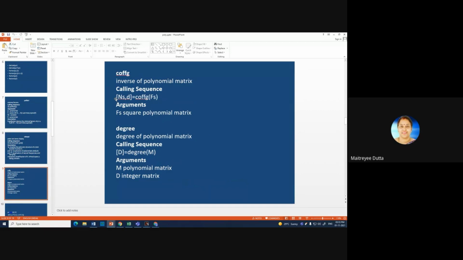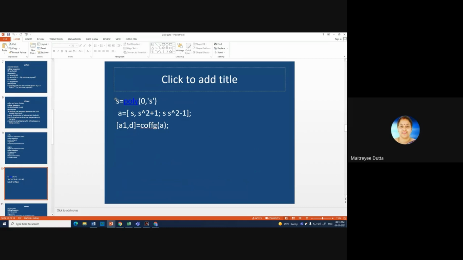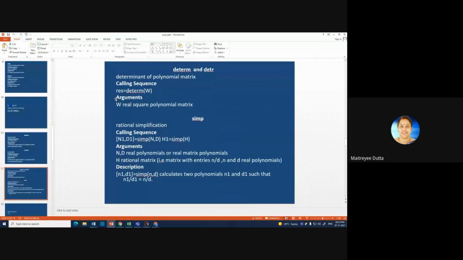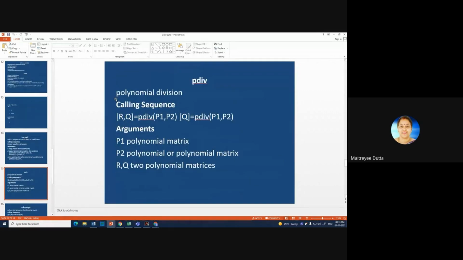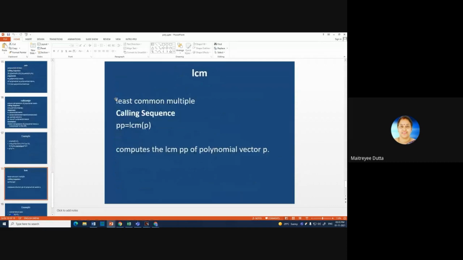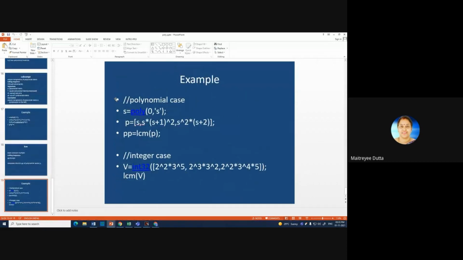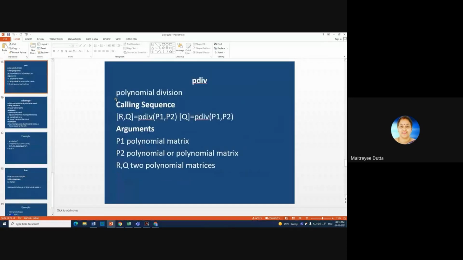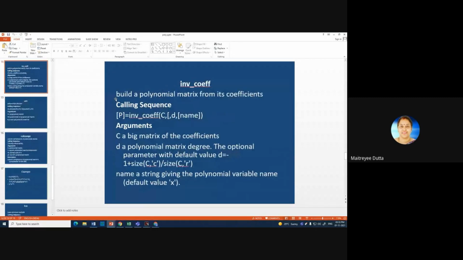What do you mean by polynomial matrix? That we have found out. Degree of a polynomial matrix. Then also we have found the numerator, denominator, determinant of a polynomial matrix. Simplified polynomial divisions. Then LCM also we have found out, and some other non-important commands are also there. You can just try it yourself.